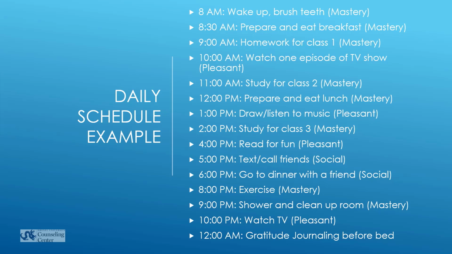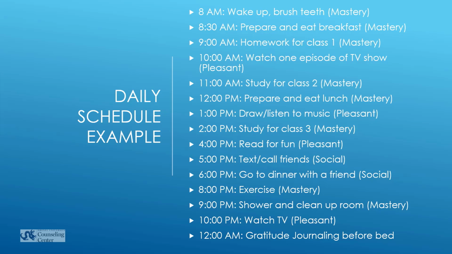So in this example, we have waking up at 8 a.m. and brushing your teeth, which would be a mastery activity, then preparing and eating breakfast, another mastery activity, and starting the day with homework for one specific class, another mastery activity. Then starting at 10 a.m., first pleasant activity of watching one episode of a TV show. Then at 11 a.m., studying for another class, another mastery activity. Preparing and eating lunch at noon would be yet another example of a mastery activity. Then coming back to a pleasant activity, draw or listen to music, maybe do both of those at once, and that's from 1 to 2.